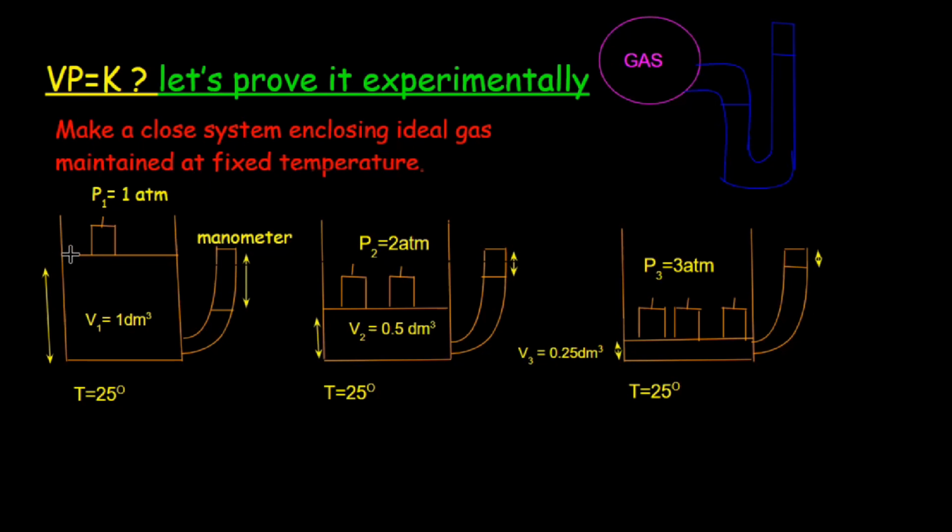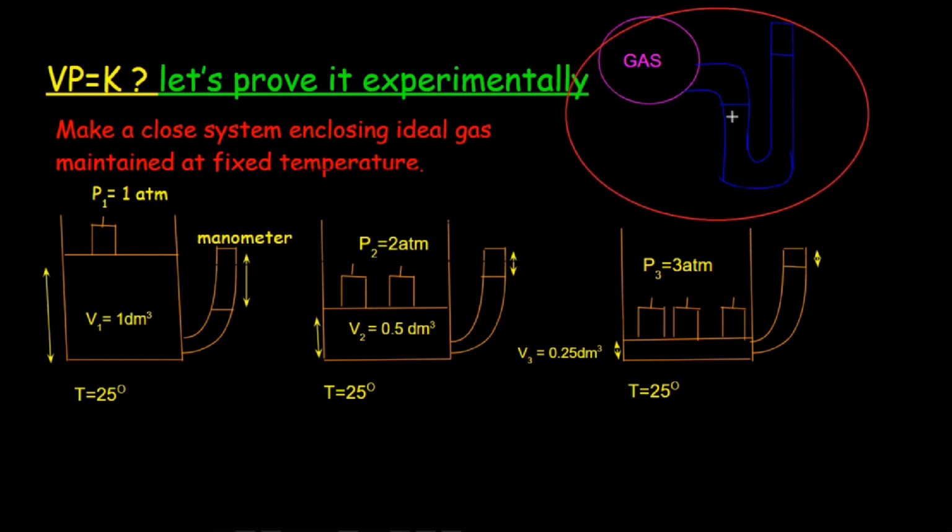This is a closed system enclosing the gas of volume 1 decimeter cube at 25 degrees Celsius. The external pressure applied to this system is 1 atm. In order to determine the external pressure, we must connect the system with a manometer. The working principle of the manometer is described here. The manometer encloses mercury and has two limbs. This is the descending limb and this one is the ascending limb. When the pressure on a gas is increased, the mercury moves upward in the ascending limb and downward in the descending limb, and the difference between the two limbs of the manometer shows the pressure changes applied on a gas.